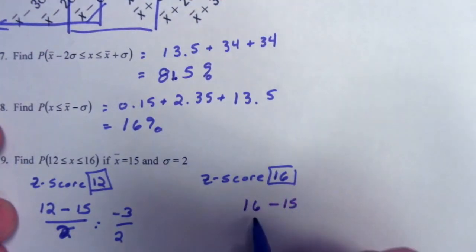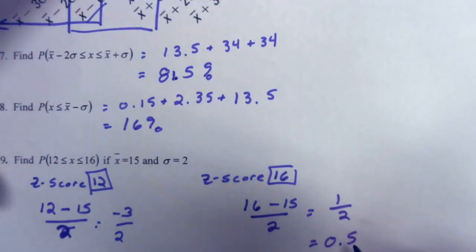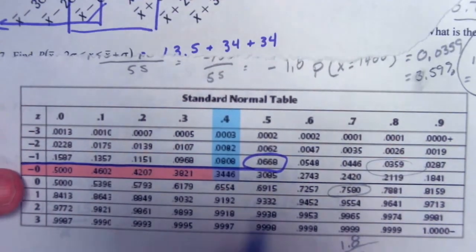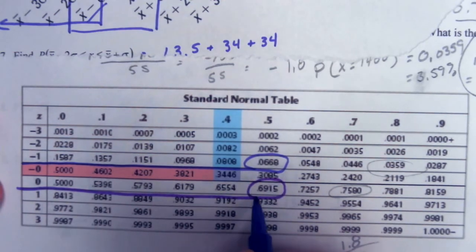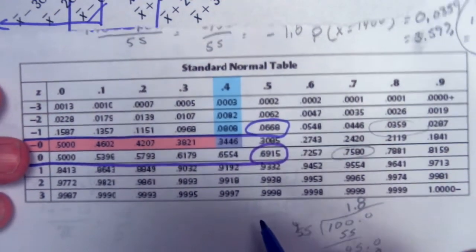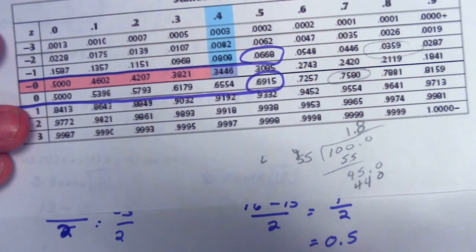Okay, now the z-score for 16. 16 minus 15 divided by 2. 16 minus 15 is 1 divided by 2. So 0.5. Look that up on the table. Use the positive 0 that time, all the way over to 0.5. 0.6915. So the probability that the x you choose is less than or equal to 16 is 0.6915.